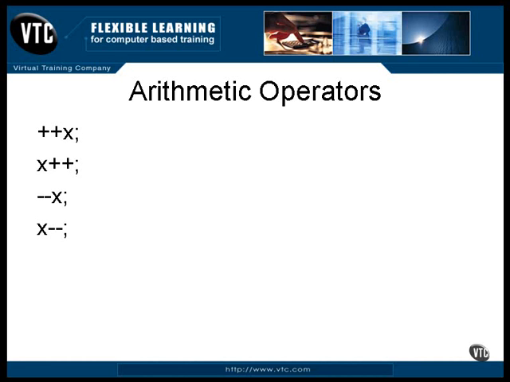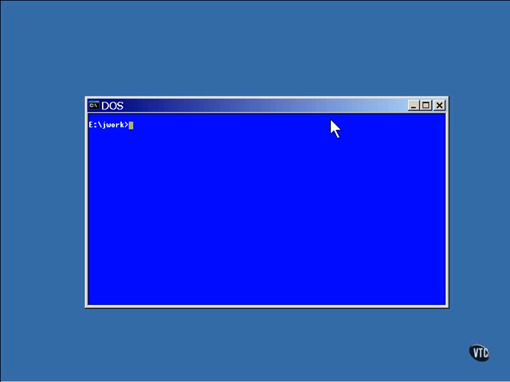The pre and post versions do the same things, but there is a difference in how they go about doing them. And that difference only shows up if you use them inside an expression of some kind. The best way to show you what I mean is with an example. I've got a program named pre and post that shows you what happens when you use these operators inside an expression.